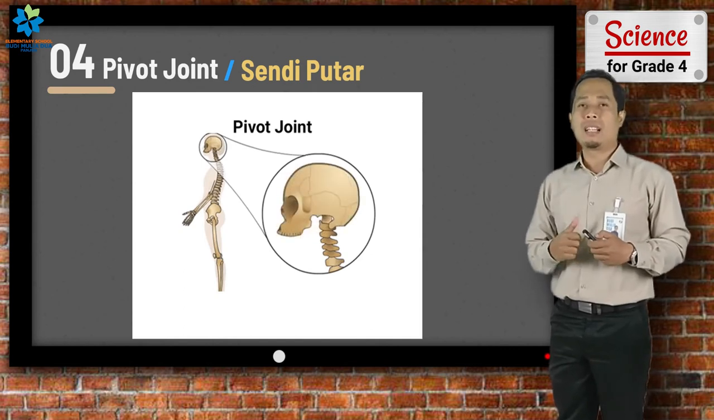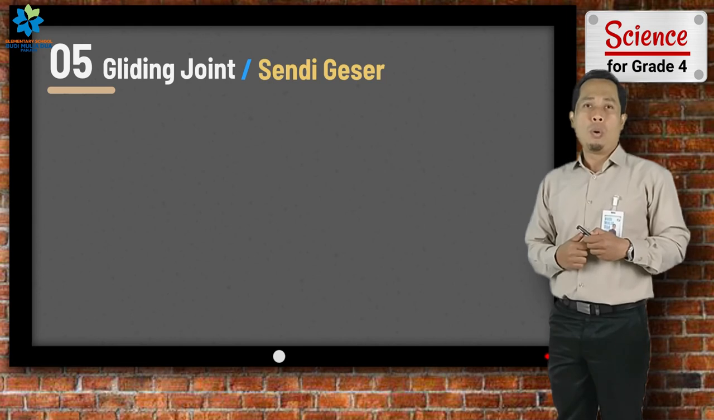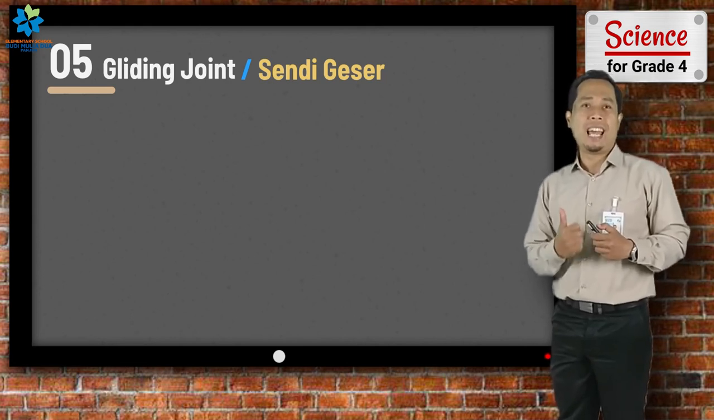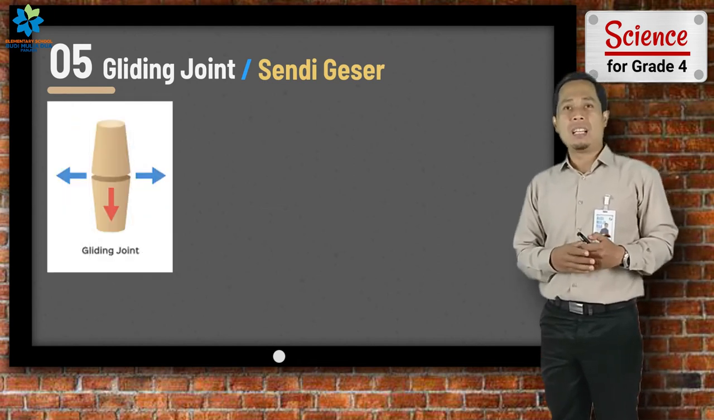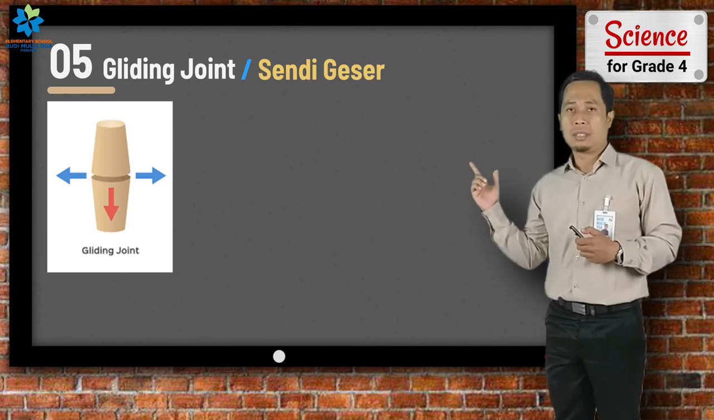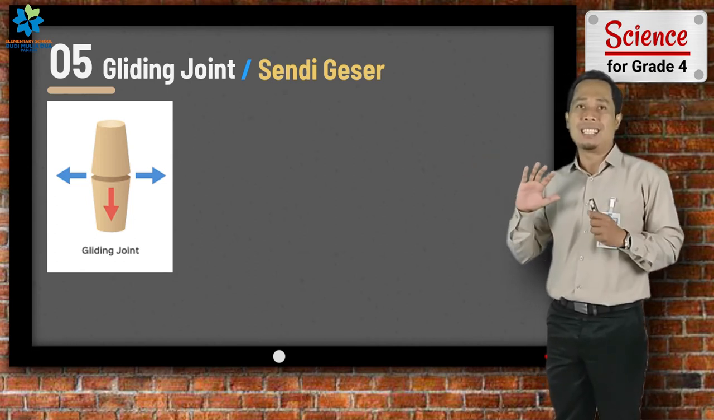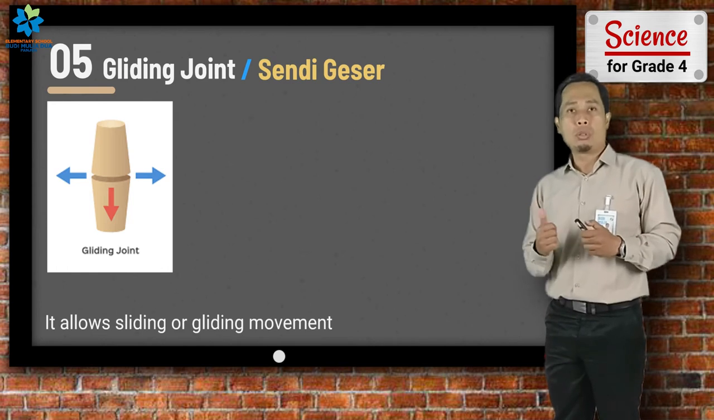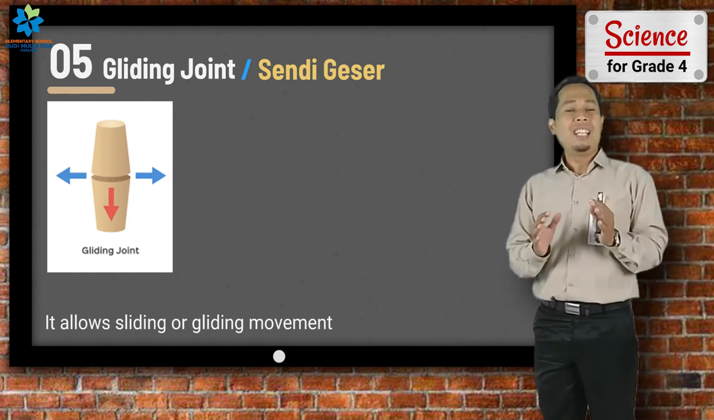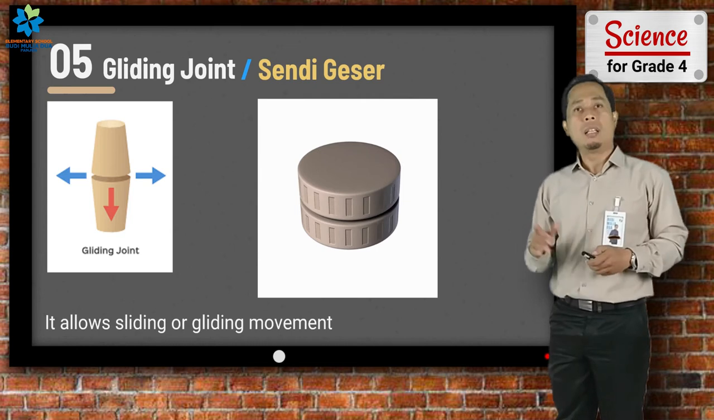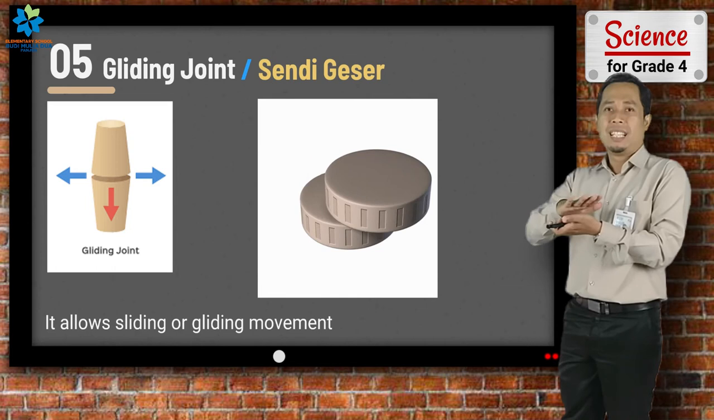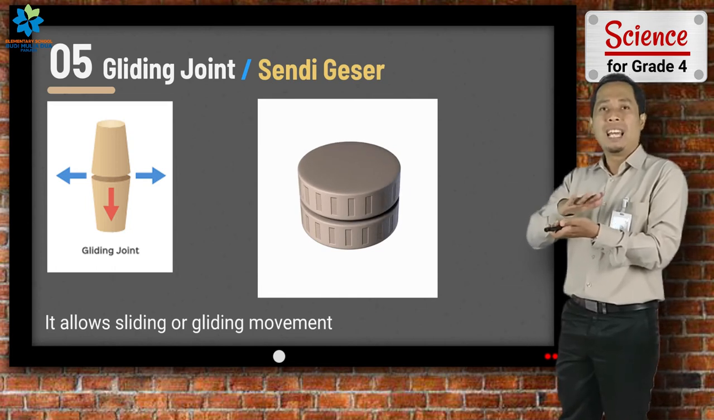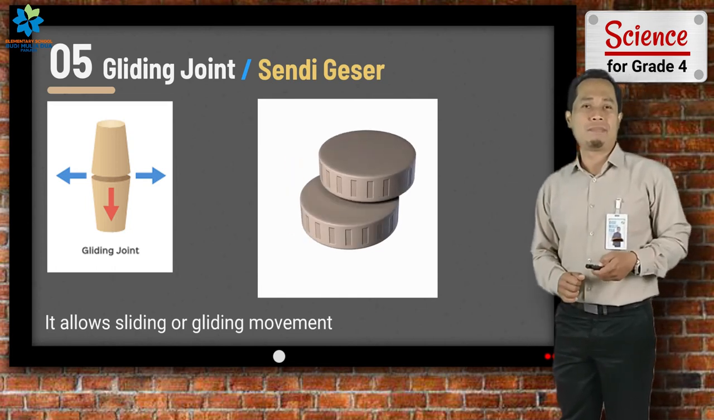Okay, the last one, number five, what we call the gliding joint, or sendi geser. This is the picture that illustrates the gliding joint, which allows sliding or gliding movement. And the movement is like this. You can illustrate this movement like this. This is the movement of the gliding joint or sendi geser.